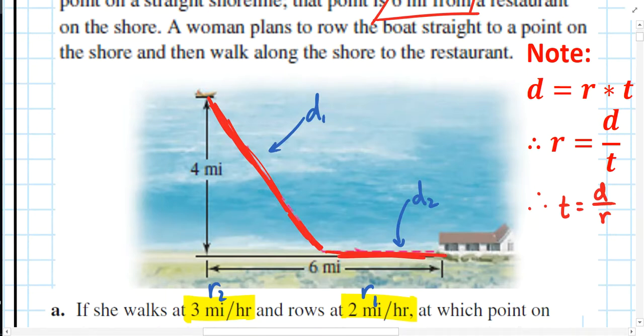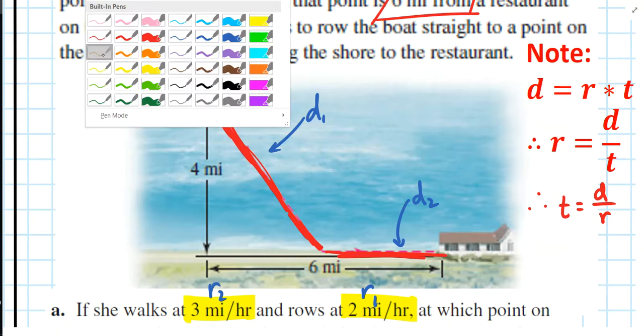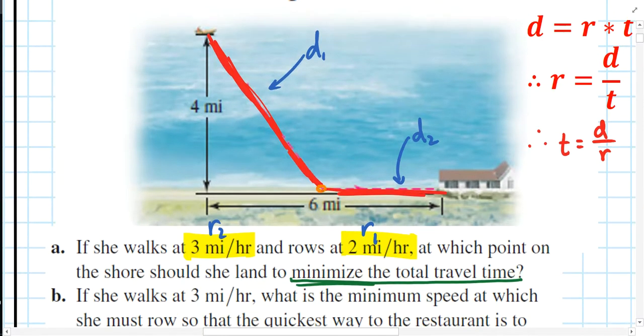Now, what would be helpful here is if we recognize a variable. We don't know where along the shoreline is going to be the best. She could aim for this position and essentially take this pathway. She could take this, or aim for this position and take this pathway. She could aim for this position and take that pathway. We don't know where she's going to land. And so this position is a variable. It slides left and right, somewhere between this position and this position.